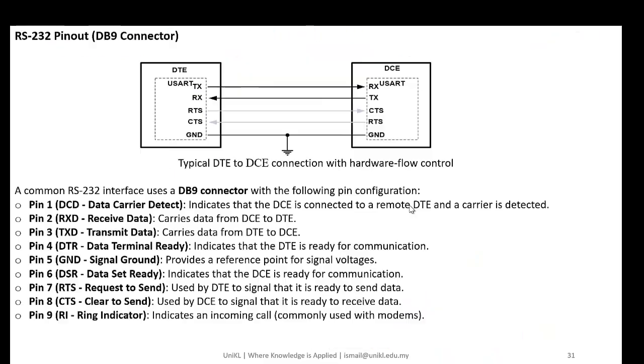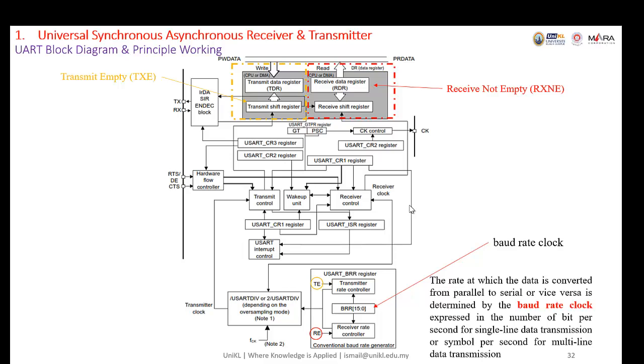Because we are going to use the STM, I just show you the block diagram of the USART of the STM. On top we have the transmit and receive block. Whenever we transmit, data in parallel is pushed into the transmit register, converted into serial, pushed into the transmit data register, and that goes to the lines.